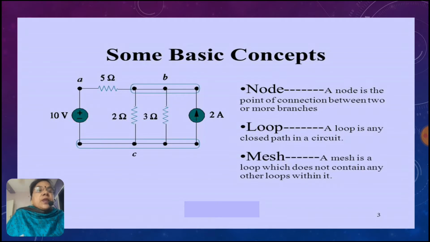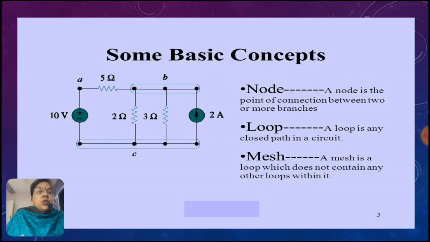So what is a node? A node is a point of connection between two or more branches. See here, B is a node where the 2 ohm resistor, 3 ohm resistor and 2 ampere current source are connected. Also A is a node where the 5 ohm resistor and 10 volt voltage supply are connected. C is also a node where the 3 ohm resistor, 2 ohm resistor, 10 volt power supply and 2 ampere current source are connected. Is it clear about node?